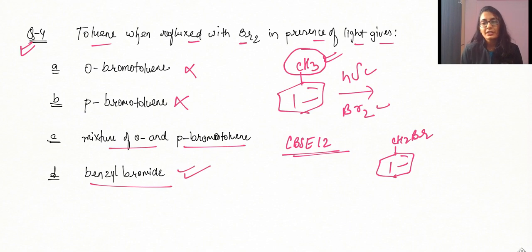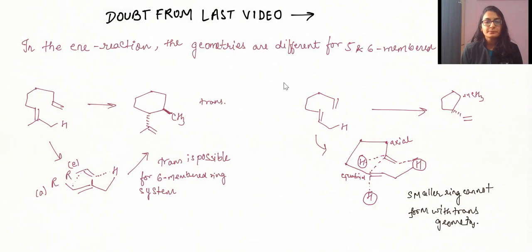Okay. Alright. Now let me discuss one more thing. There was a doubt from the last video when we were solving the ENE reaction. I saw in the comments some major confusion. So basically, guys, let me tell you one thing about the ENE reaction. The stereochemistry of the ENE reaction is different for acyclic systems, basically when we are not forming a ring after the ENE reaction.